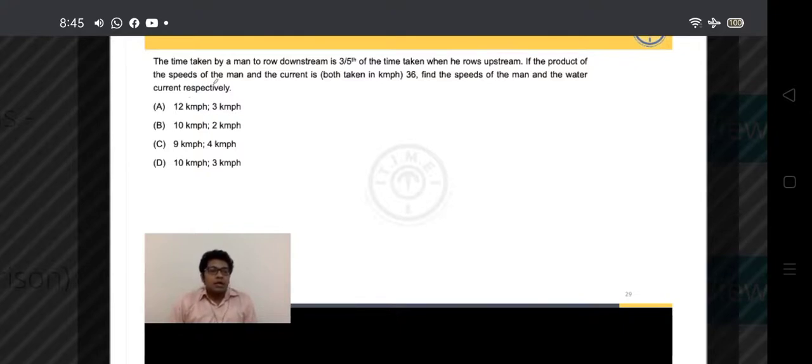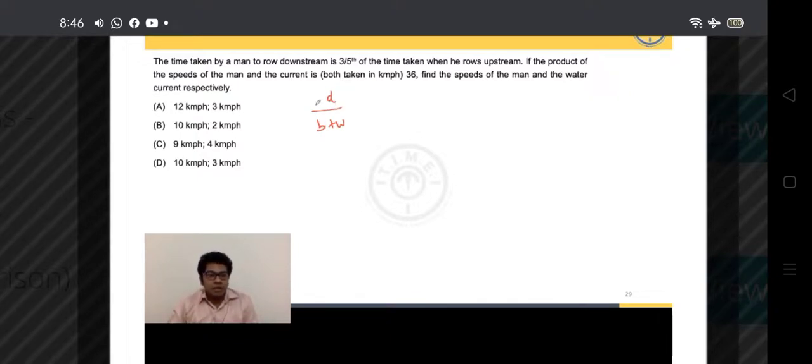Now, the time taken by a man to row downstream is 3/5 of the time taken when he rows upstream. Okay, what is the equation? Time taken to row downstream, which is downtime. So what is that? Distance divided by down speed. What is down speed? Boat plus water. This is the downtime. Distance by speed. Always remember distance by speed. What is the distance? D. Speed is either adding or separating or the same speed.